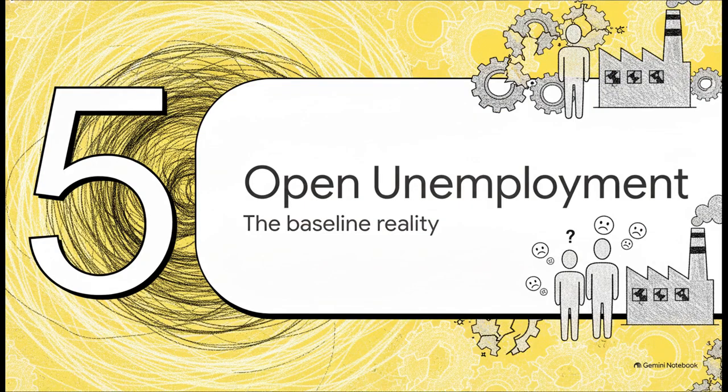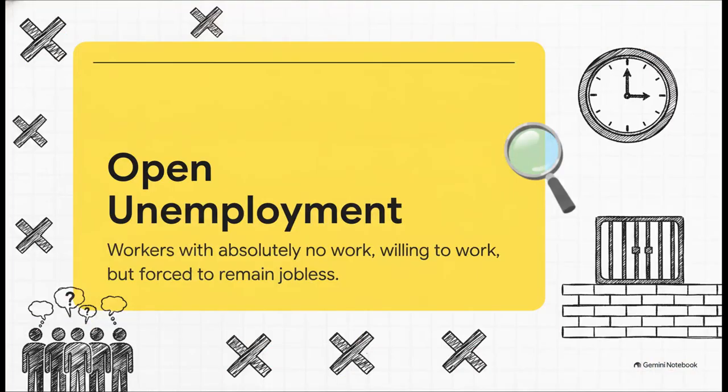Which brings us to our final layer, layer 5. The absolute open unemployment, the baseline reality of joblessness. This is open unemployment. Think back to our zero motif from earlier with disguised unemployment. Well, here, the amount of available work is absolutely zero. These are workers who have literally nothing to do. They are completely ready, willing, and able to work at the prevailing wages, but they're forced to remain jobless. They are entirely shut out because the work simply does not exist.